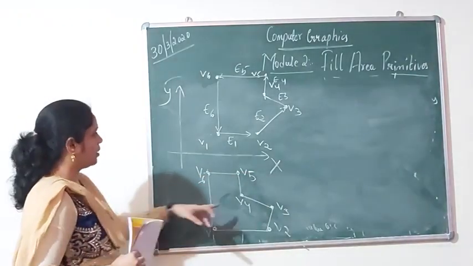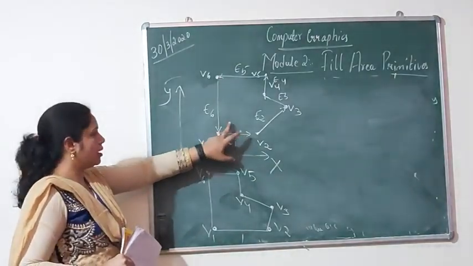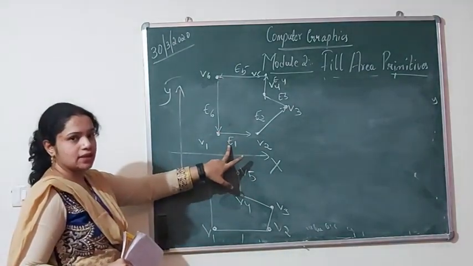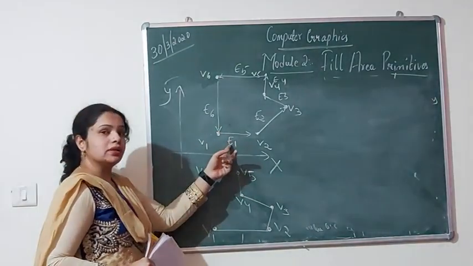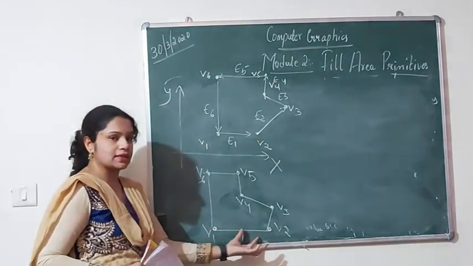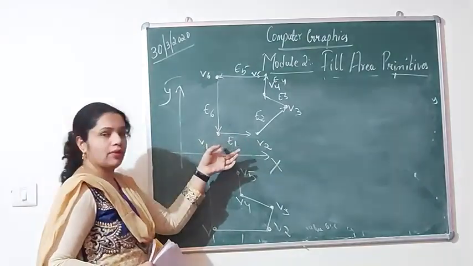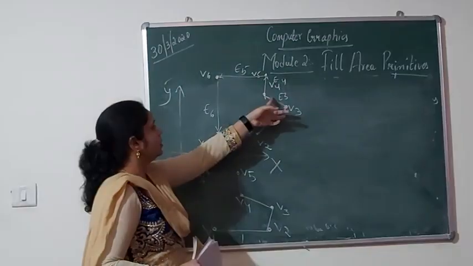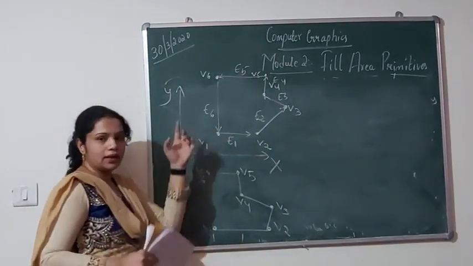So this particular polygon is represented by making use of the edge vectors. So what is an edge? An edge is nothing but a connection between any two vertices. So between V1 and V2 I have E1, and in the same way I have E2, E3, E4, E5 and E6.